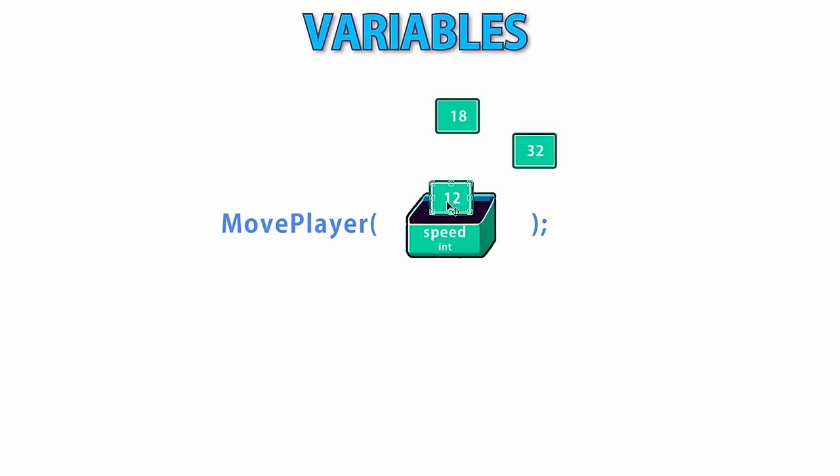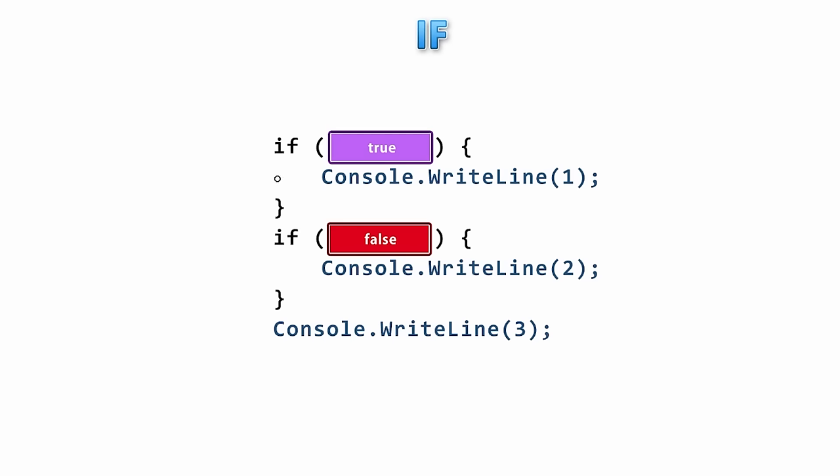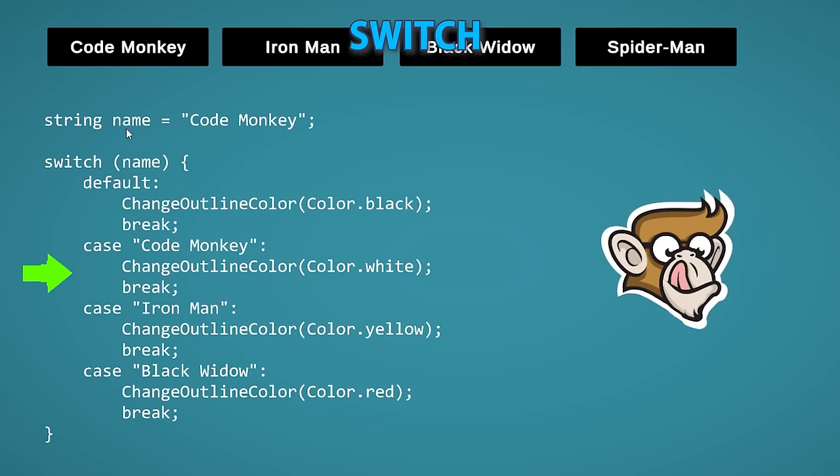Then we're going to learn about variables. These are containers for data. The data needs to have a specific type, so then we're going to learn about the various built-in data types, things like int, bool, string, and so on. Next, we're going to learn about if statements. This is a core pillar of any programming. These are conditions which affect how your code will execute. After that, we'll learn a different way of handling conditions using a switch statement.